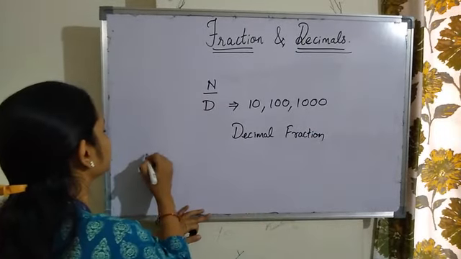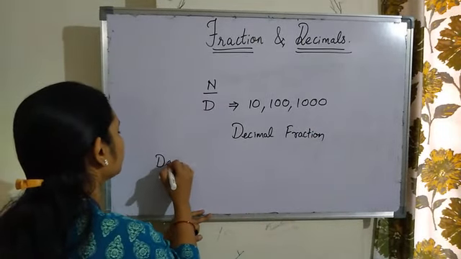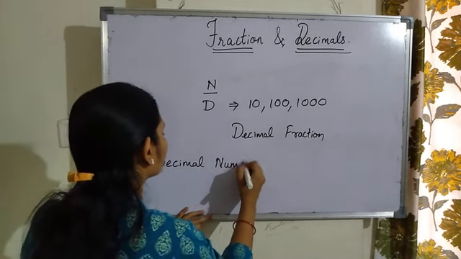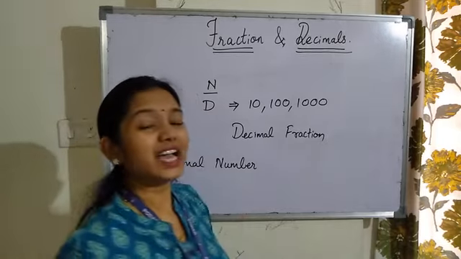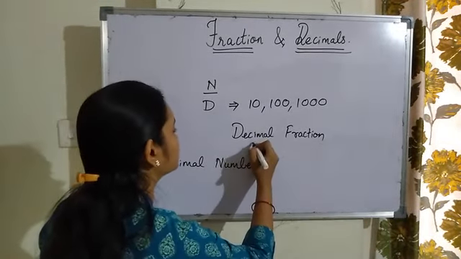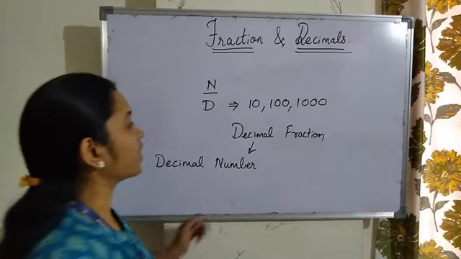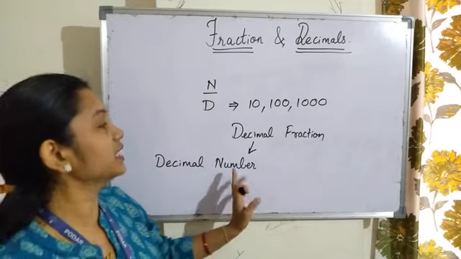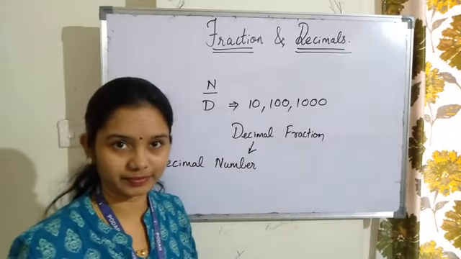And a decimal number is another form of representing a decimal fraction. Means we can write a decimal fraction in the form of a decimal number and a decimal number in the form of a decimal fraction.